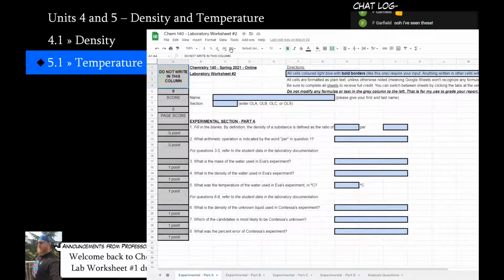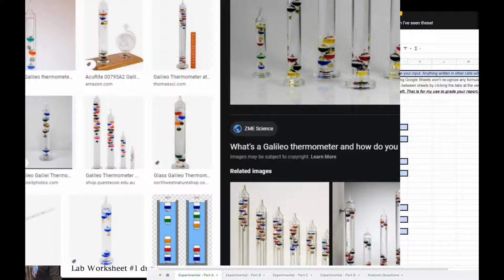I'm trying to find specifically... I don't know what it's called. Maybe density thermometer. Yeah, here we go. It's these things. So maybe you've seen these things before. Apparently it's called a Galileo thermometer.